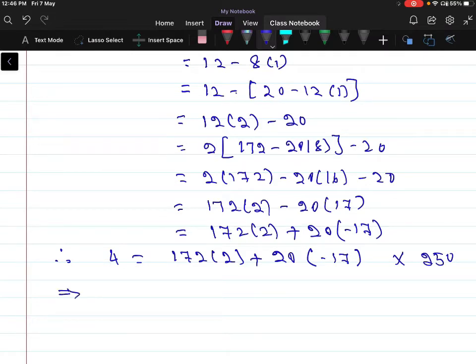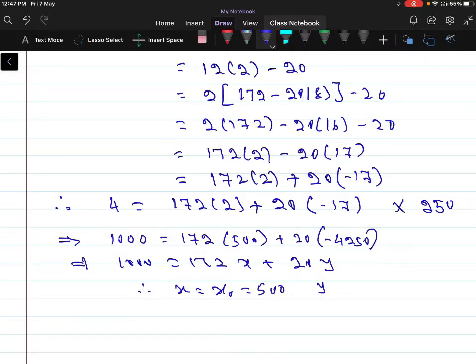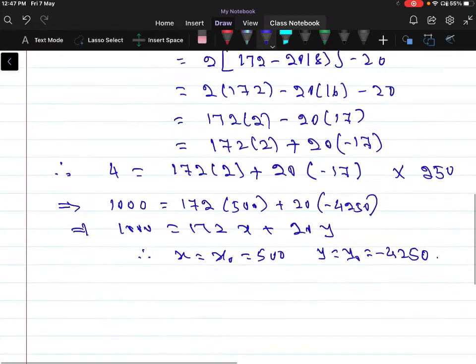This implies 4 into 250, which is 1000, is equal to 172 into 2 into 250, that is 500, plus 20 times minus 17 into 250, so that is minus 4250. Therefore this is the form: 1000 is equal to 172 into x plus 20 into y, where x is equal to x naught, that is equal to 500, and y is equal to y naught, that is equal to minus 4250, is a solution of the Diophantine equation.